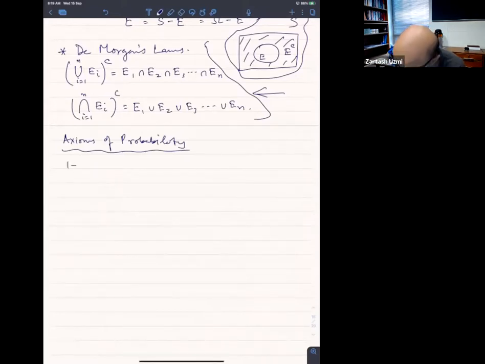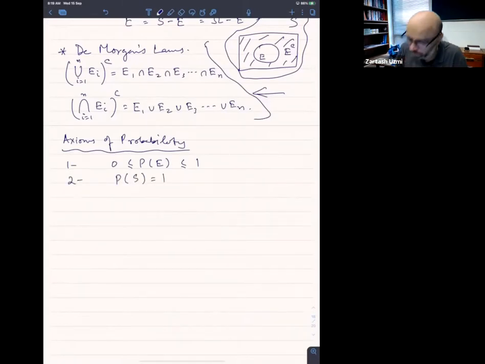The first one is that the probability of some event E is always between 0 and 1. Makes sense? The chance of something occurring is between 0 and 100%. Axiom 2 is that the probability of the sample space is 1. What that means is that one of the outcomes in the sample space will occur. ऐसा नहीं होगा कि sample space ही occur ना करे, क्योंकि sample space is the set of all possible outcomes. तो ऐसा नहीं हो सकता वो कि all के अलावा कुछ occur करे. ठीक है?